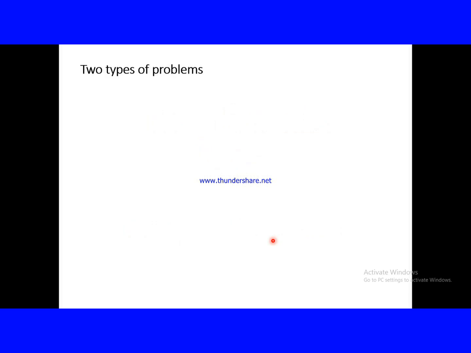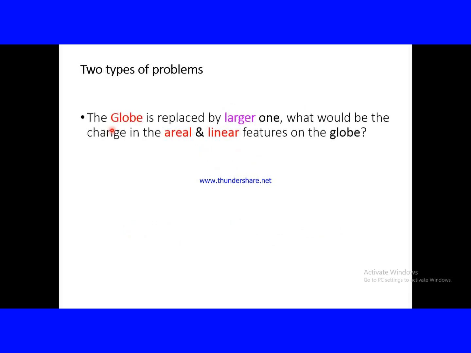There are two types of problems. One is that the globe is replaced by a larger one. What would be the change in the areal and linear features of the globe? What would be the change in the surface area of the globe? What would be the change in the length of meridians or diameter or radius, whatever it be?